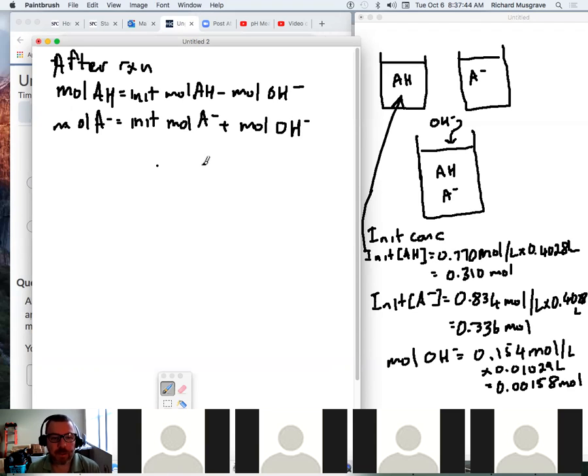So the AH goes down and the A minus ends up going up. And you can get an impression here of why it's important for us to understand what's going on rather than just try to memorize the mechanics, because there's just too much here to memorize, in my opinion.